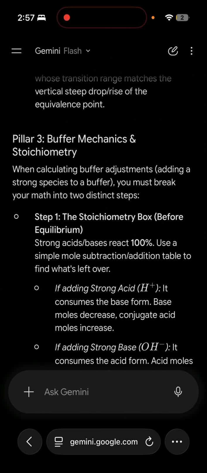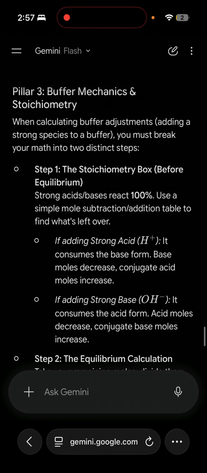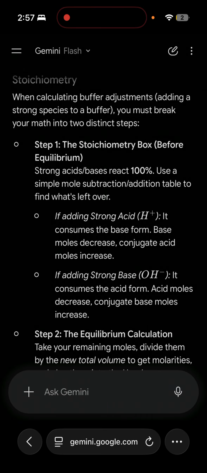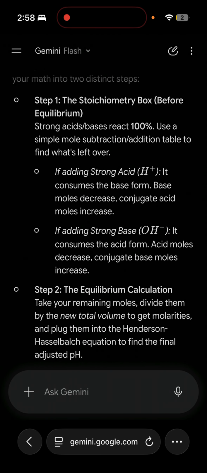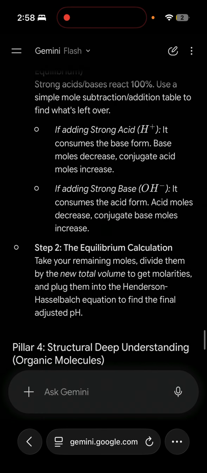Buffer mechanics and stoichiometry. So the stoichiometry box comes before equilibrium, strong acids/bases react 100%. Use a simple mole subtraction/addition table to find what's left over. If adding strong acid, H+, it consumes the base form. Base moles decrease, conjugate acid moles increase. If adding strong base, OH negative, it consumes the acid form. Acid moles decrease, conjugate base moles increase.